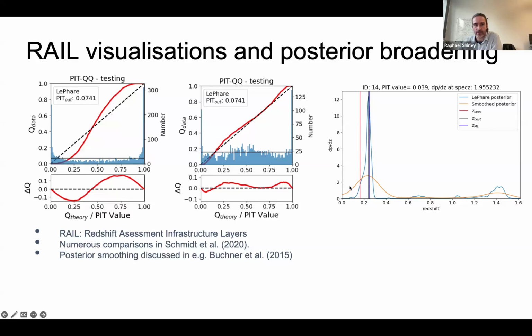think is a really important part of getting what you might think of as a more true posterior, which also encapsulates the fact that the models are not fully representative of the spectroscopic sample.